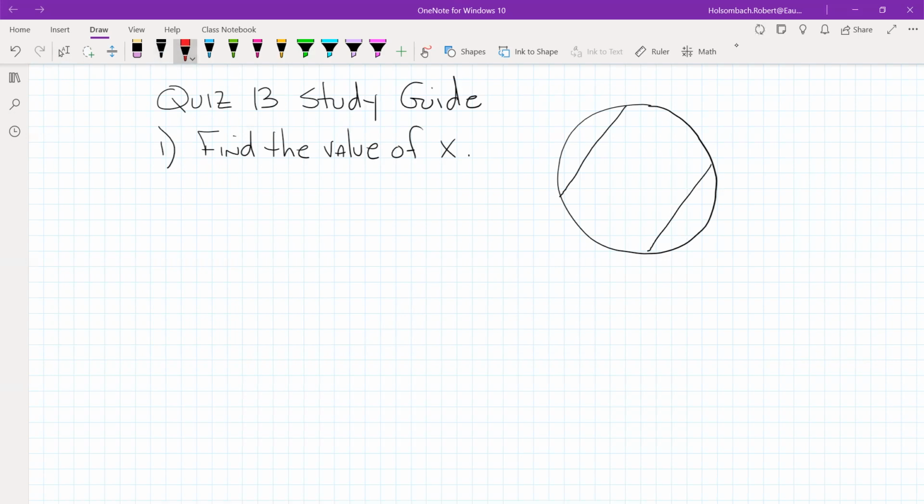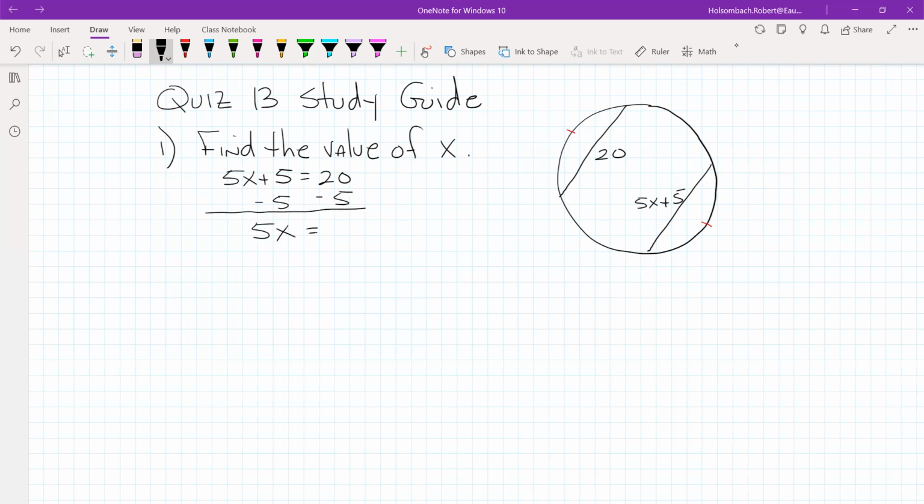All right, we've got a circle with two congruent arcs. And one of these chords is 20, and the other chord is 5x plus 5. And remember that if the arcs are congruent, then their corresponding chords are congruent. So the 5x plus 5 is equal to the 20. So you can subtract 5 from each side.